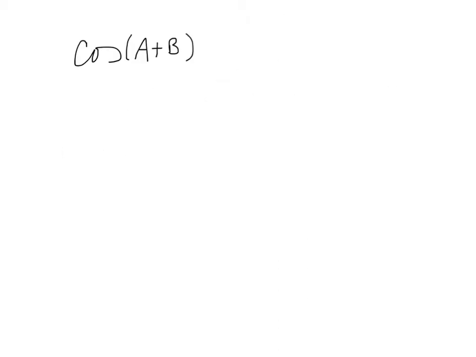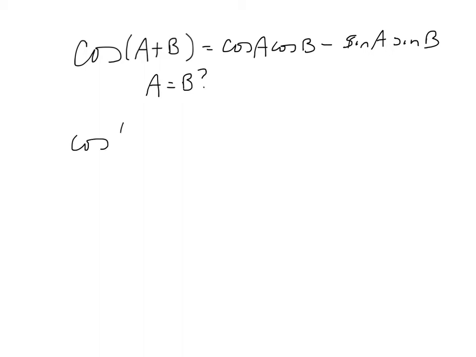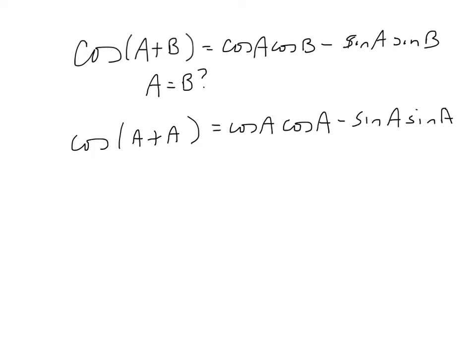So now let's look at the cosine for the sum. The cosine for the sum of two angles, I know from previous working, if you will, that the cos of A plus B is the cos of A times the cos of B minus the sine of A times the sine of B. But if A equals B, then it would be the cosine of A plus A again, and that would be the cos of A times the cos of A minus the sine of A times the sine of A.